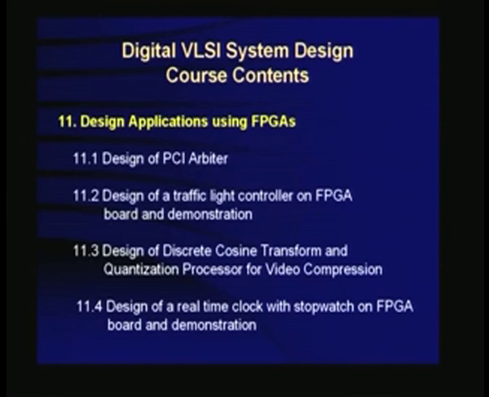And then FPGA, using this FPGA you can design any application. Many applications will be given as examples. Design of PCI arbiter, peripheral control interface arbiter, and then we have a design of a traffic light controller. We will do a discrete cosine transform. Now, discrete cosine transform is used in compression of video signals. These are all some of the examples.